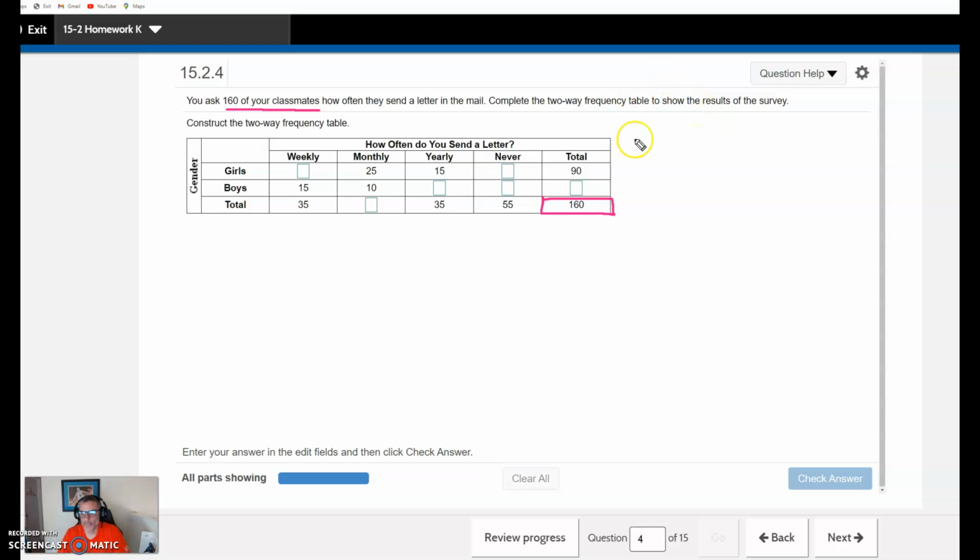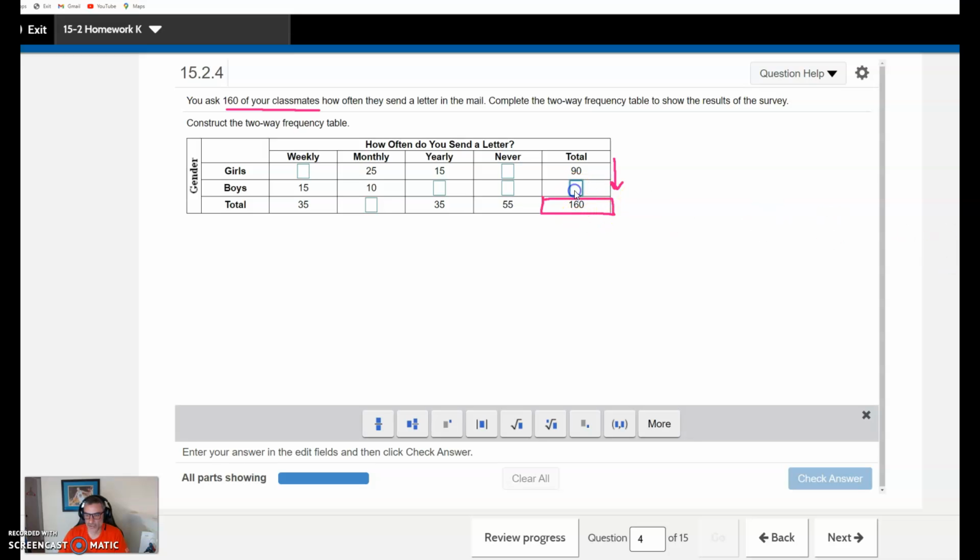We know that the total is 160, and remember from the last one that this column here has to add to 160. So right away I ask, what's this number? I could do 160 minus 90, and I know that this number has to be 70. So when I finish out this column here for boys, the result needs to add to 70.